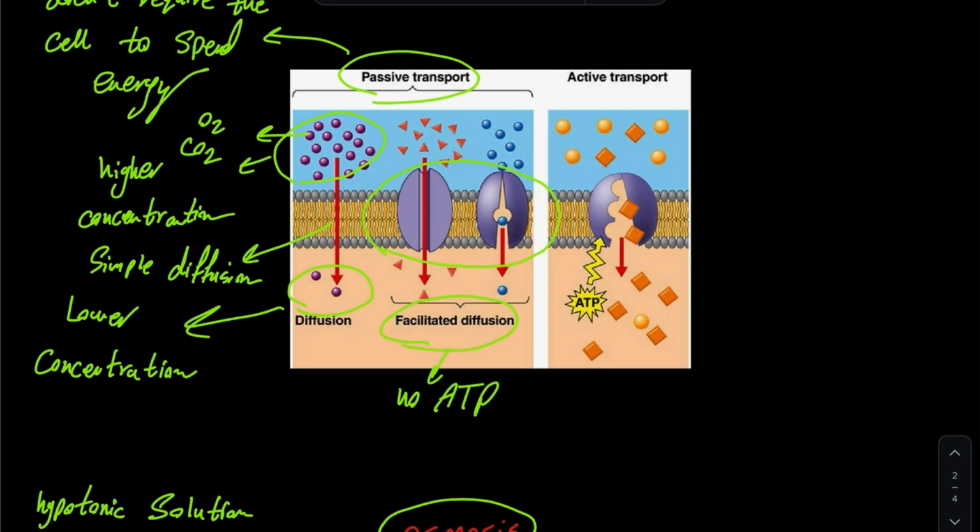Channel proteins form hydrophilic tunnels through the membrane. Ion channels allow specific ions such as sodium, potassium, or chloride to pass. Carrier proteins bind to a specific molecule, change shape, and release the molecule on the other side. Glucose transporters are classic examples. Both mechanisms increase the efficiency and selectivity of transport.